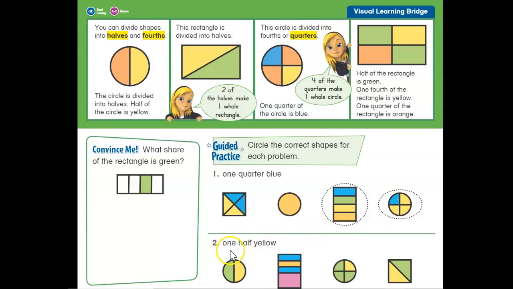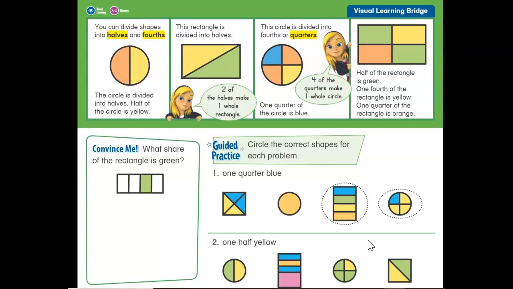So you're going to figure out which one of these shows 1/2 yellow. Half of the object is yellow. So take a good look at each one of these and decide which one that's true of. There's 2 right answers in this problem.